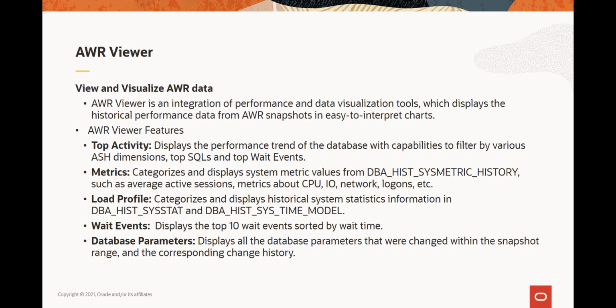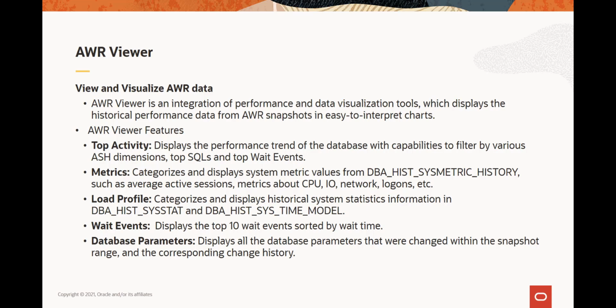As a performance analyst, you can rely on the Performance Hub to visualize the performance trend of an Oracle database. However, it is difficult to retain AWR data in the production database for an extended period of time. AWR Viewer is a solution that provides the ability to retain AWR data for longer periods of time, perform offline analysis, compare AWR data against similar databases, and so on. So in short, AWR Viewer is an integration of performance and data visualization tools which displays the historical performance data from AWR snapshots in easy-to-interpret charts.